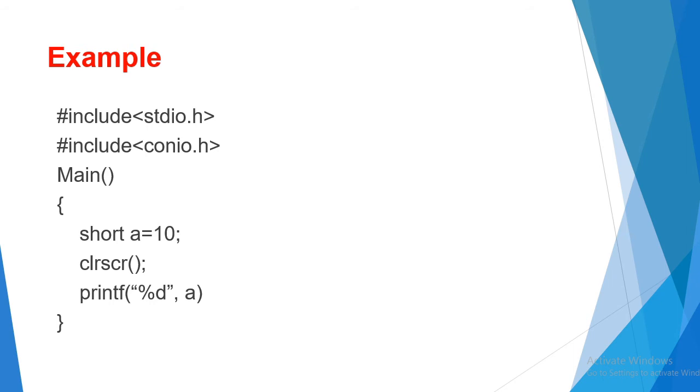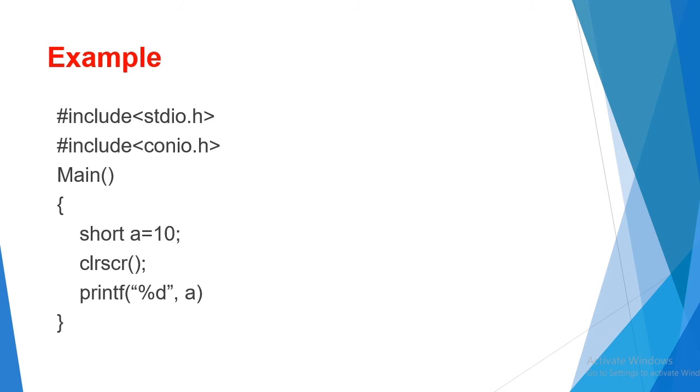All of you know about header files; we have seen about header files. All header files contain functions, and functions are contained in header files. That's why I used the function clrscr, which is available in the conio.h header file. I first wrote the hash include and then the file name. This is the syntax for writing header files. Then I want to print this number 10.